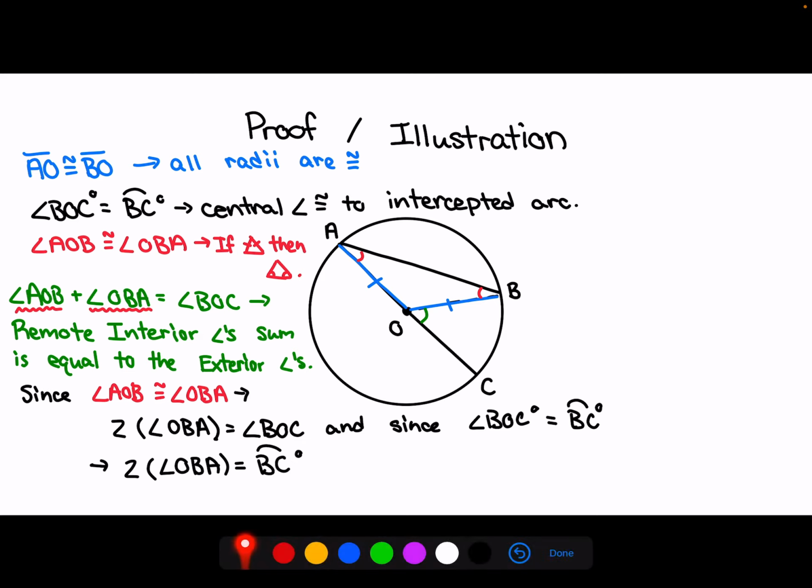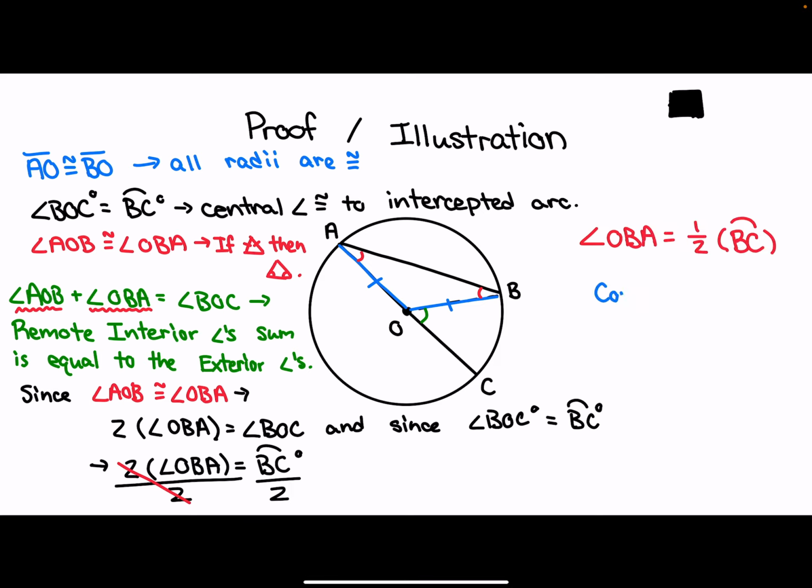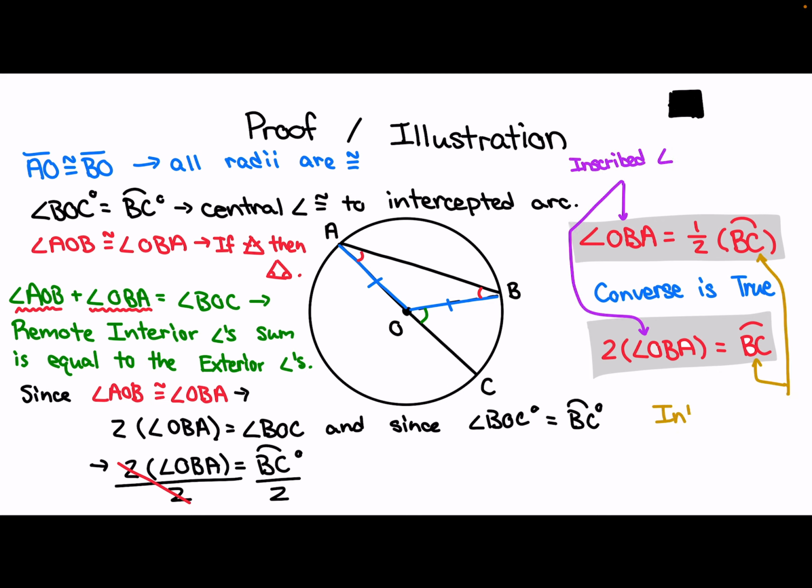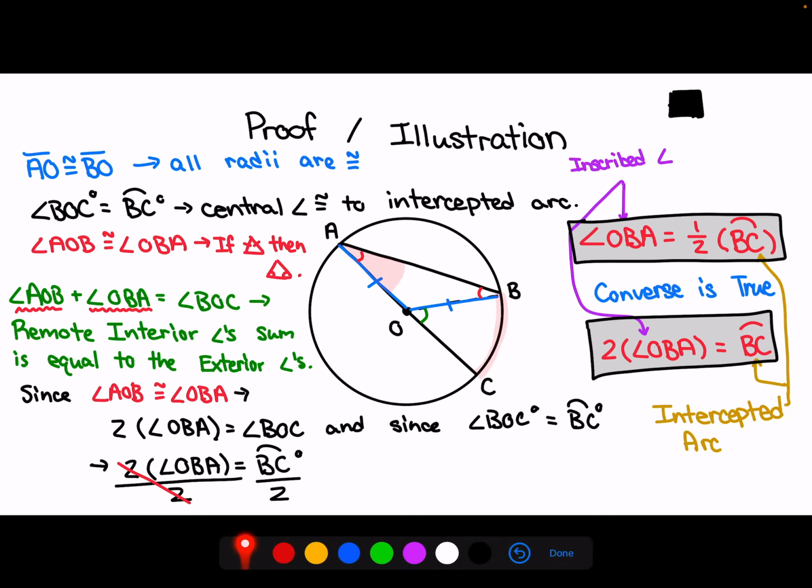Lastly, I'm just going to get my angle by itself by dividing both sides by 2, and that will give us our two equations to finish off this proof. We get angle OBA is equal to 1/2 of arc BC, and also the converse, twice the angle is equal to the arc. So the converse is also true. So all this is showing is that if I have this angle for the arc measure here, this angle measure will always be half of that arc measure. That will always be the case if we're on the circle.